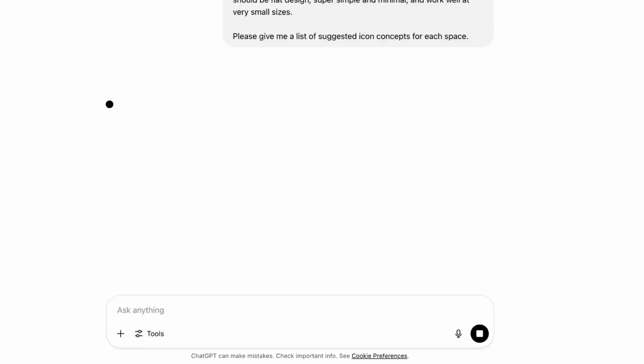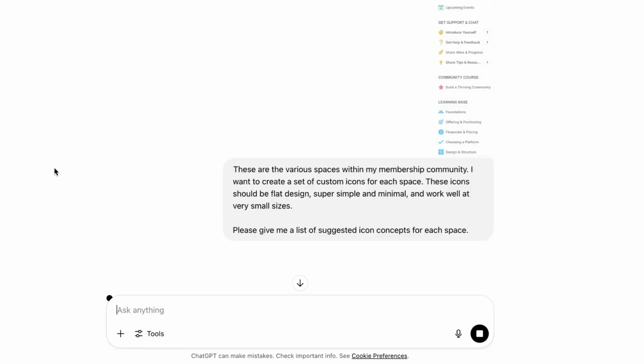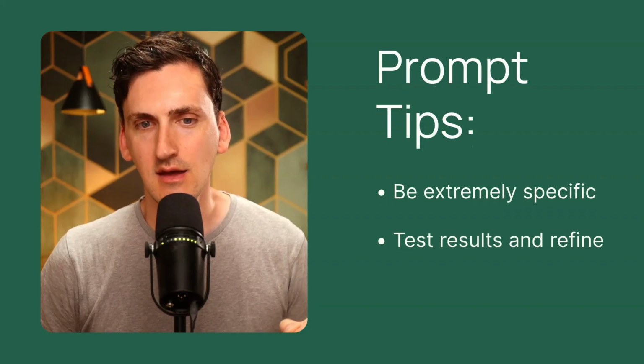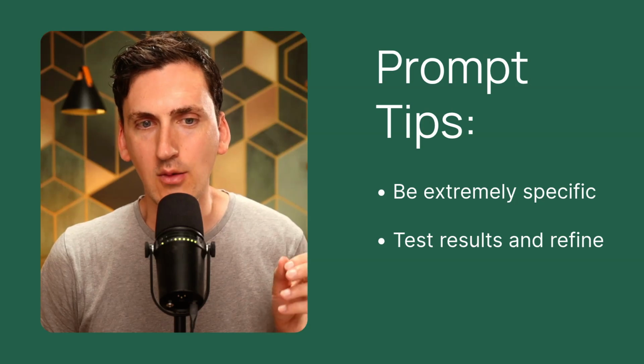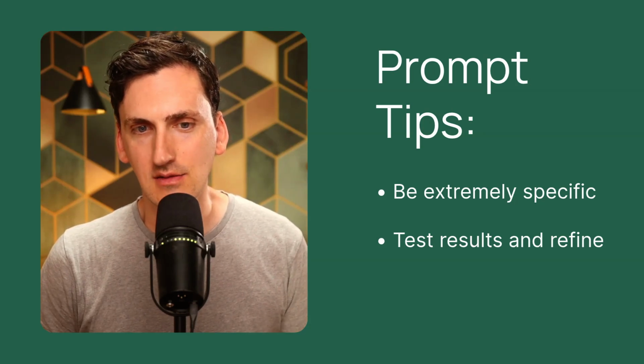These are the various spaces within my membership community. I want to create a set of custom icons for each space. These icons should be flat design, super simple and minimal, and work well at very small sizes. Please give me a list of suggested icon concepts for each space.